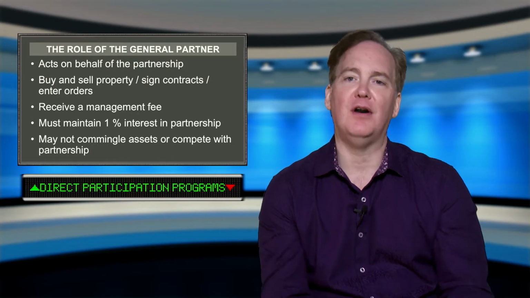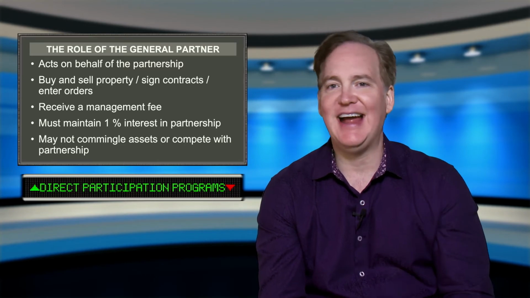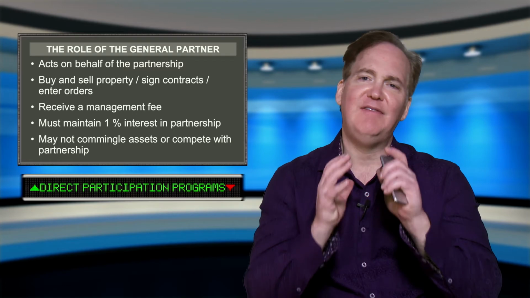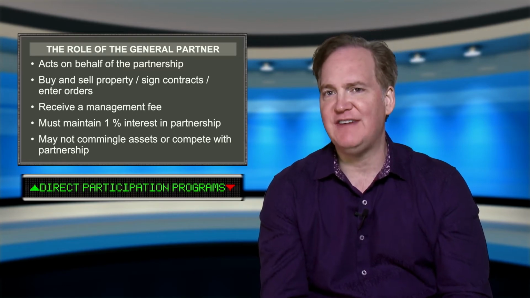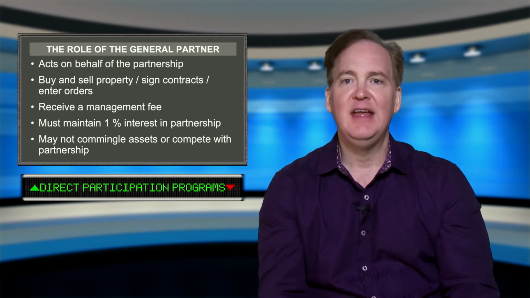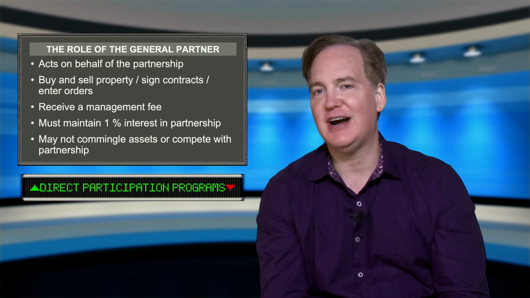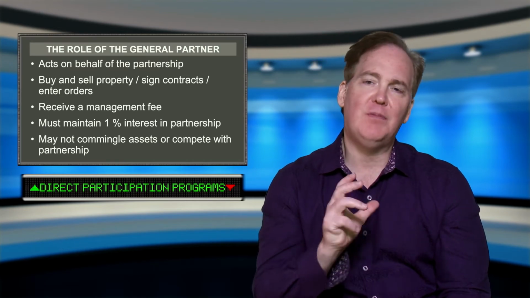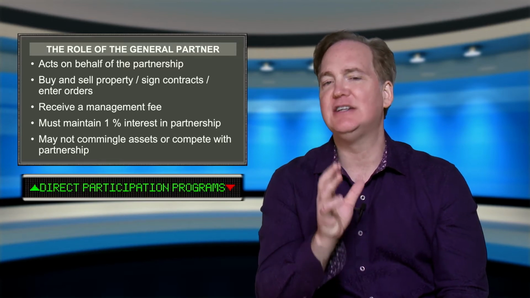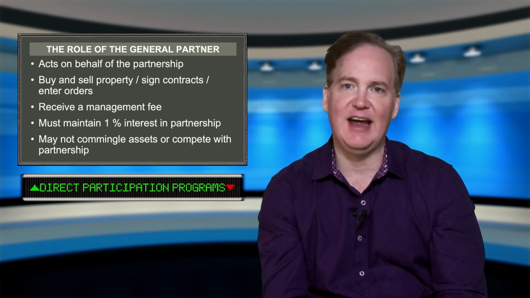Now, the general partner, we said, acts on behalf of the partnership. They're able to buy and sell property on behalf of the partners. And for this service, they're going to receive a management fee. And that management fee will be spelled out in the partnership agreement. It will tell them how much the general partner's compensation is. The general partner is required to maintain a minimum interest in the partnership of at least 1%. So they must have some economic skin in the game, as they say.